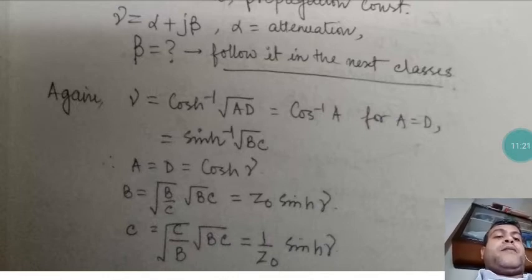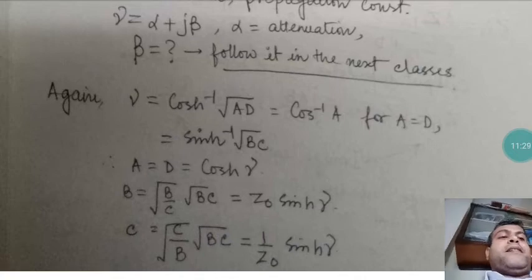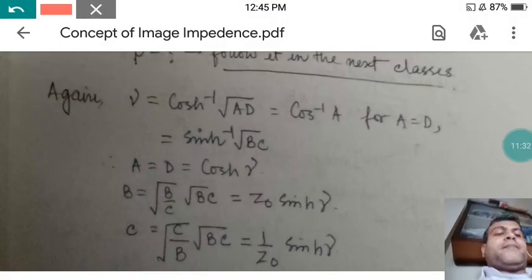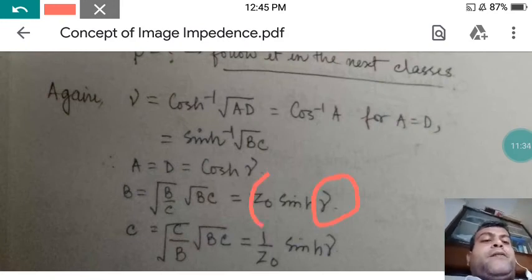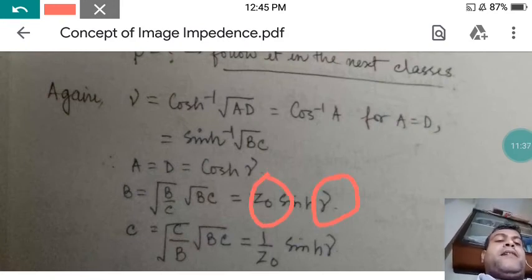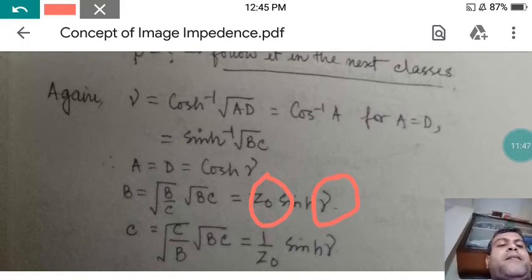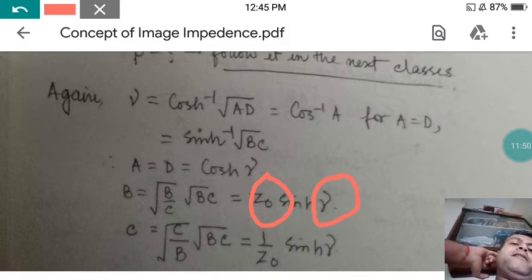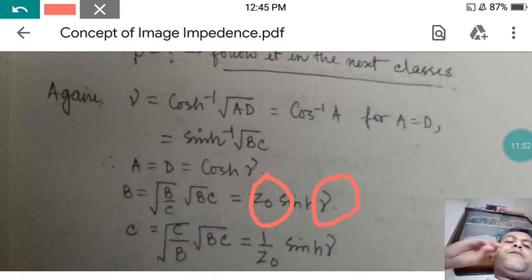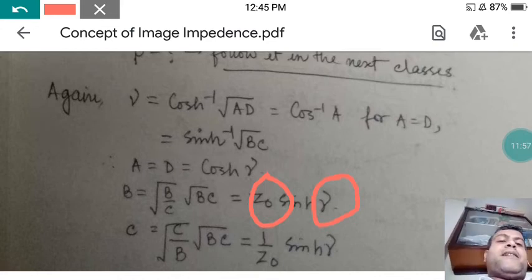So if gamma and Z0 are known, the ABCD parameters can easily be evaluated. These two are very important values. Again, this gamma and this Z0, the characteristic impedance, you have to know, and Z0 is somehow related to the image impedance, which I will show in my next lecture. So C can be written as 1 by Z0 sinh gamma. If gamma and Z0 are known to you, you can easily get the four ABCD parameters, and if the ABCD parameters are known, you can easily convert them into a Z matrix.